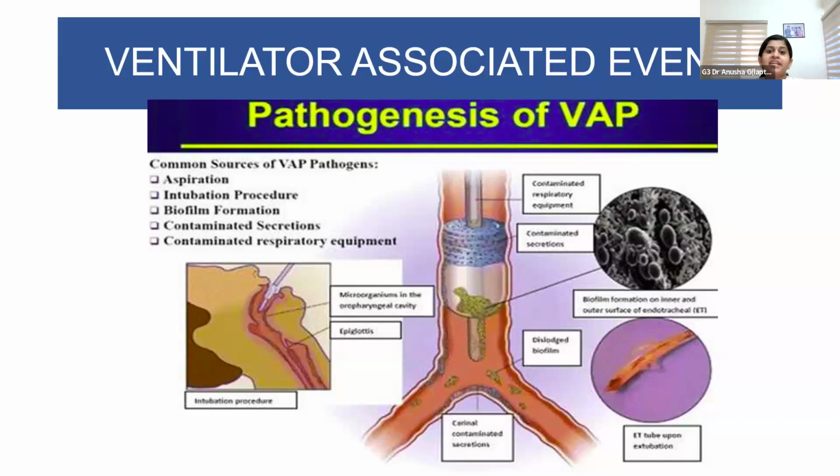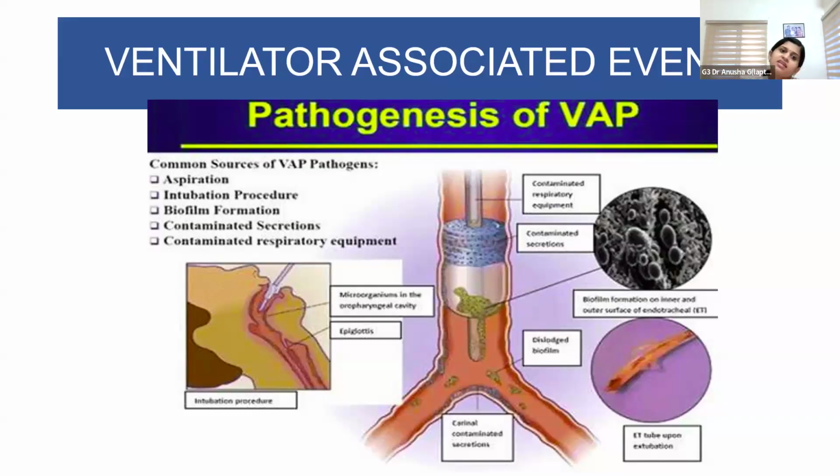Now moving on to ventilator associated events. In ventilator associated events, we have three things. One is ventilator associated condition. And next, when you have IVAC, there is inflammation along with the ventilator associated condition, then you will have to evaluate whether the patient is going to VAP.